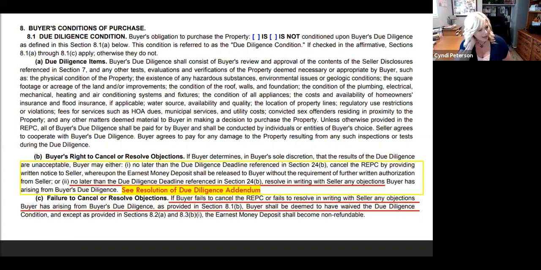The second one here is C, and that is the failure to cancel. Of course, if they fail to cancel by the due diligence deadline in writing to the seller with any objections, they are going to waive their due diligence, and then at that point, the earnest money becomes non-refundable. So again, I want to really make sure and let you know that everything has to be in writing and it has to be resolved by that deadline. That doesn't mean that's the date they have to respond by. Any questions on that portion of it?